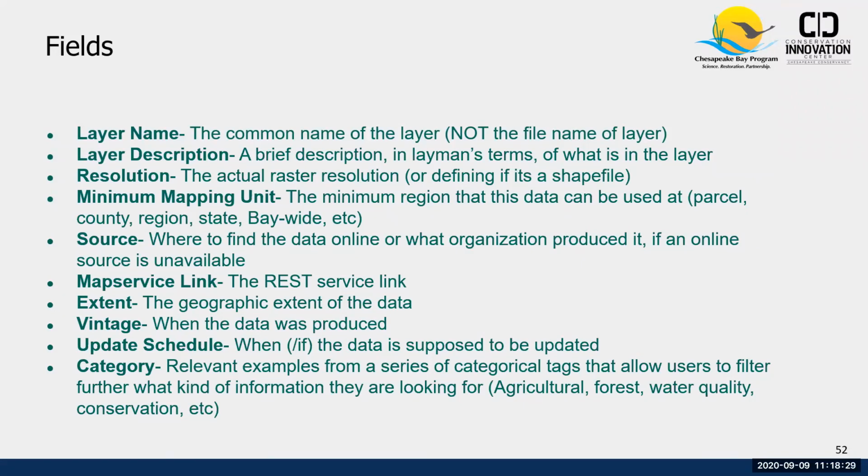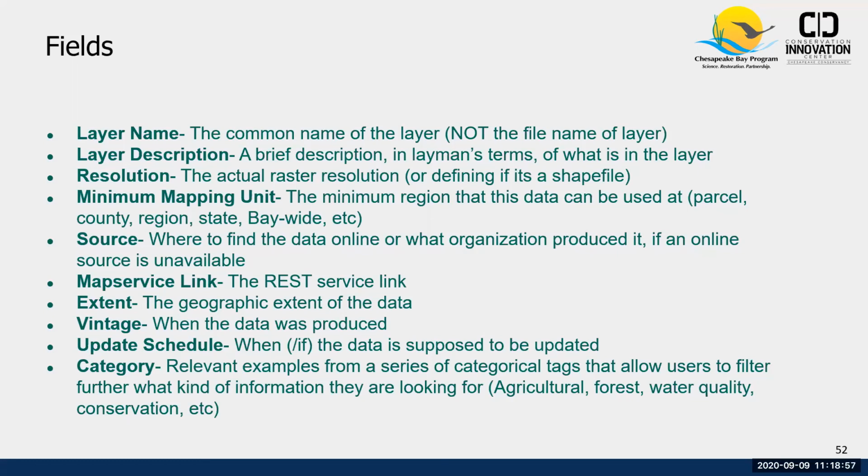These include things like the layer name, a description of the layer, the resolution of the layer, whether we're talking 1 meter land cover information or 30 meter land cover as well. The minimum mapping unit, this one was a suggestion, really getting an idea of what is the minimum region that a data set is appropriately used for. Obviously, if a data set was made for a specific county, we're not going to recommend it for use statewide or Bay-wide, and vice versa.